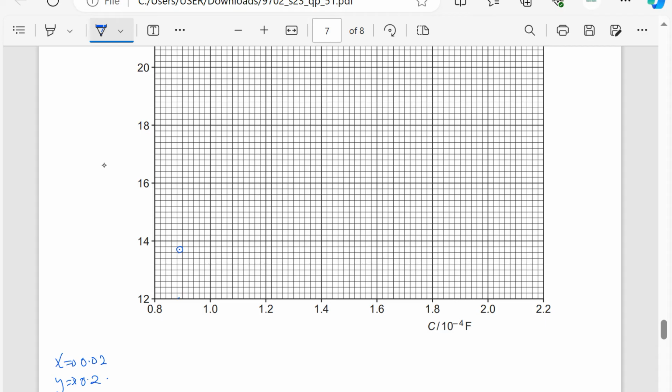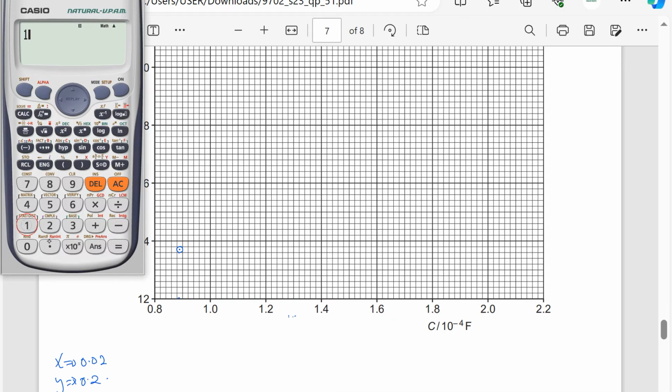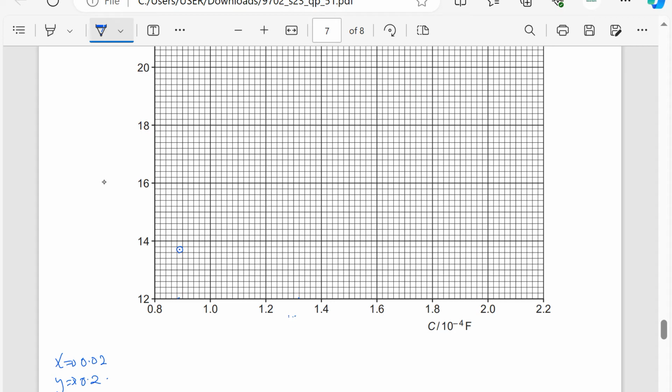Okay. Then the next one on the x-axis is 1.32. 1.3 is after 1.2, so I'll say 1.32 minus 1.2 divided by the scale on the x-axis, which is 0.02. So I must add 6 small squares on 1.2. So 1, 2, 3, 4, 5, 6 should be around here.